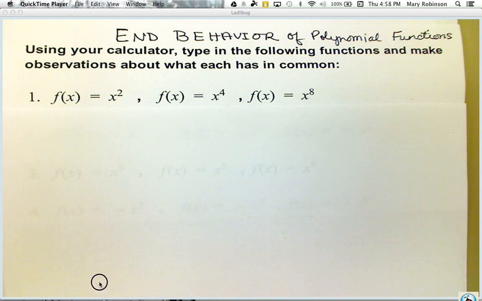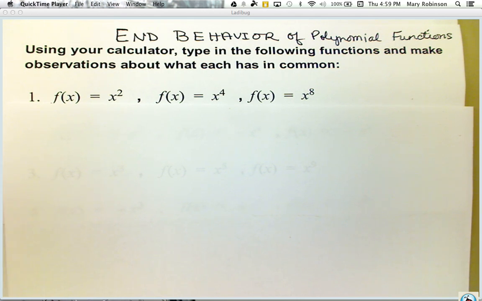Hi, this video is a lesson on end behavior of polynomial functions. So when we're talking about polynomial functions, we're talking about functions that we can graph that are continuous from left to right. Poly meaning many terms, so it could have one term or it could have many terms.